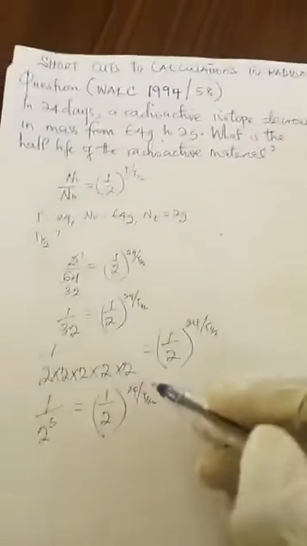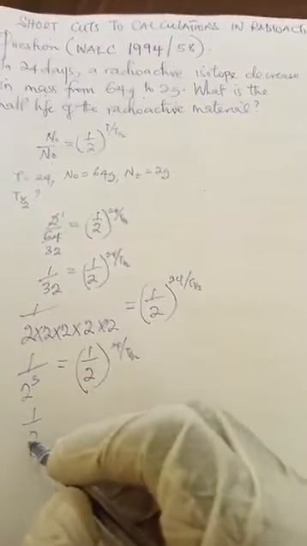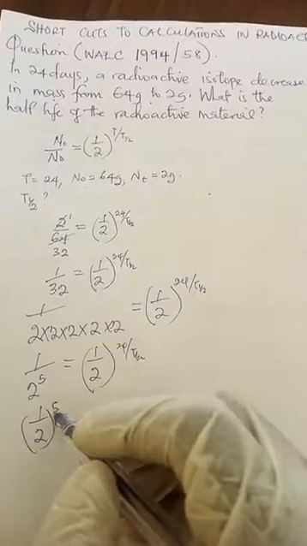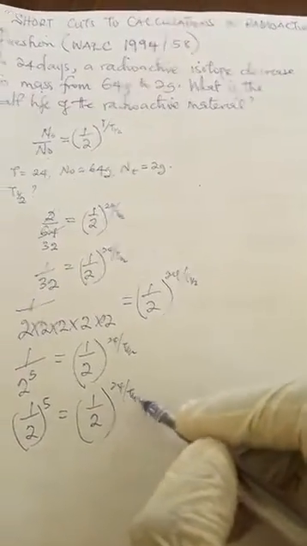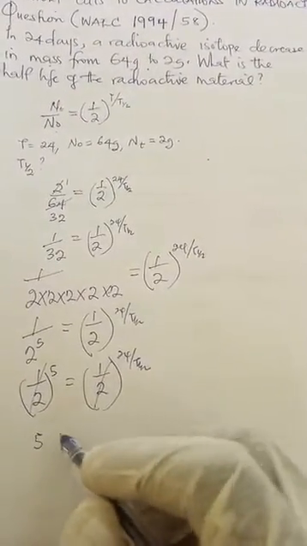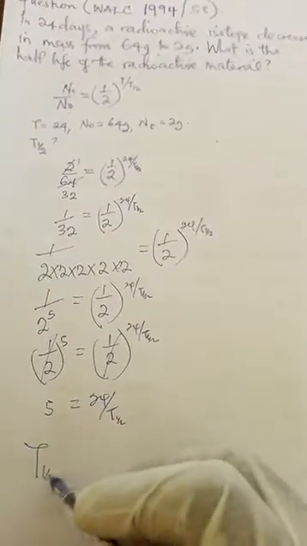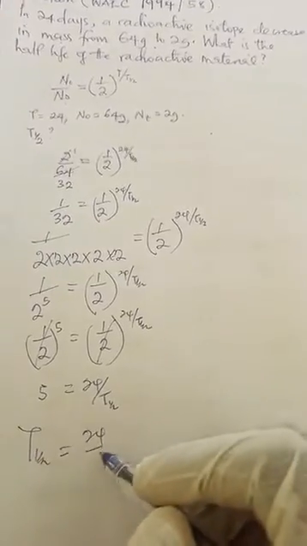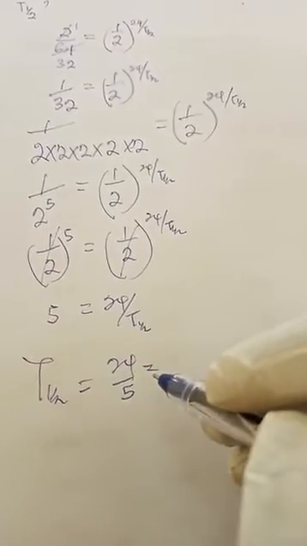raised to 24 over T half. We will say that this can also be written as 1 over 2 raised to power 5 equals 1 over 2 raised to 24 over T half. Quite simple. As we pick this, the powers will drop. You have 5 equals 24 over T half. If you cross multiply, that means that your half-life is 24 all over 5.